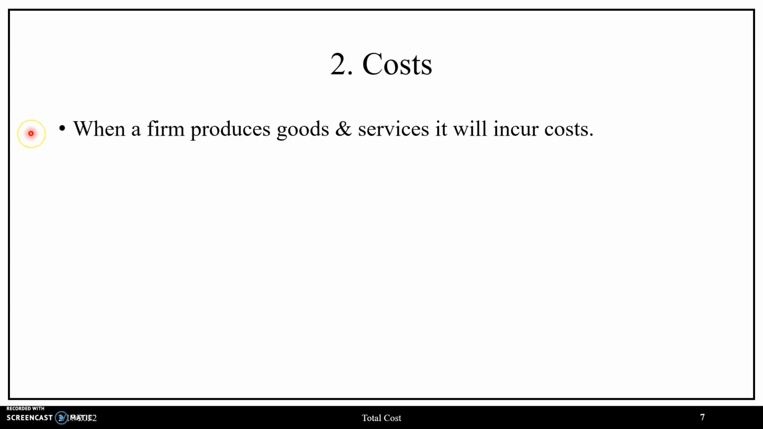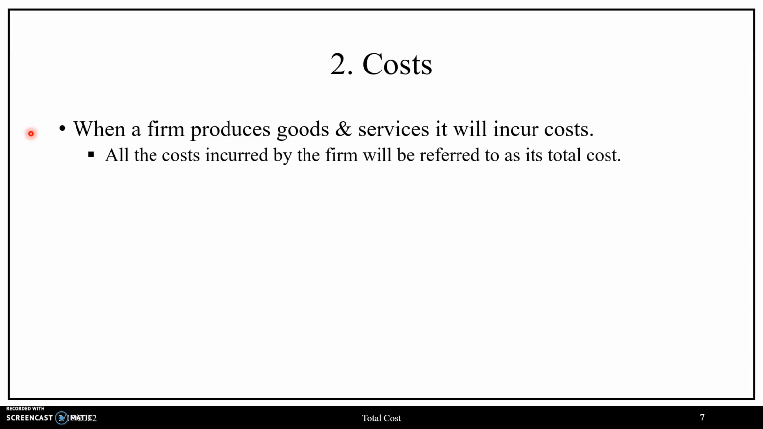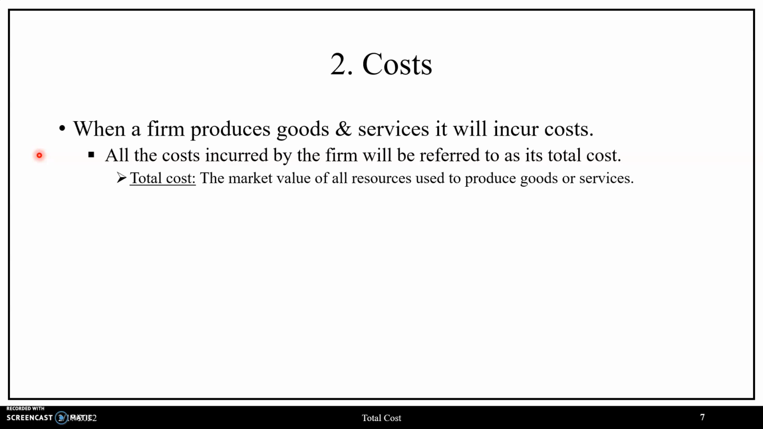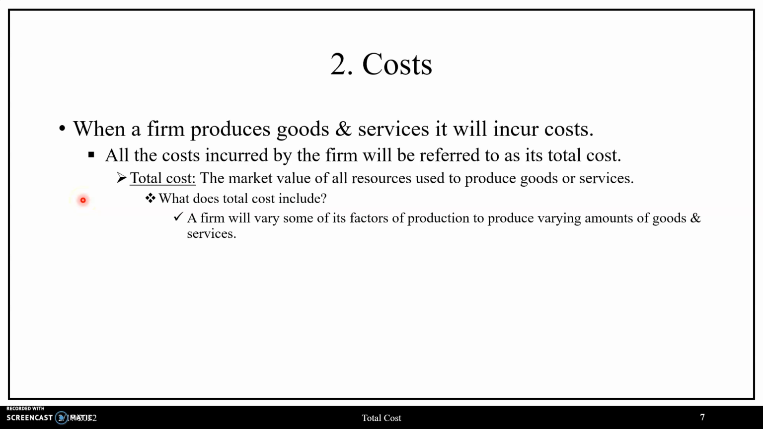So to begin, when a firm produces goods and services, it will incur costs, that is, money flowing out of the firm, where all costs incurred by the firm will be referred to as total costs, where total cost is going to be the market value of all resources used to produce goods and services. But what does total cost include? It's going to include two components. The first being that a firm will vary some of its factors of production to produce varying amounts of goods and services, where this varying cost will be referred to as variable costs. That is, a cost of production that changes when output levels change.